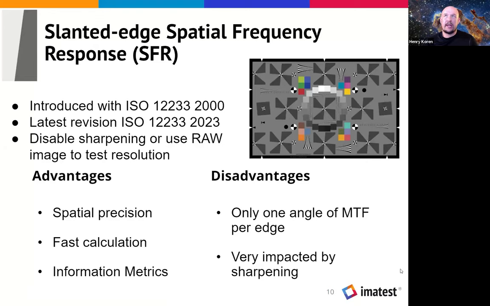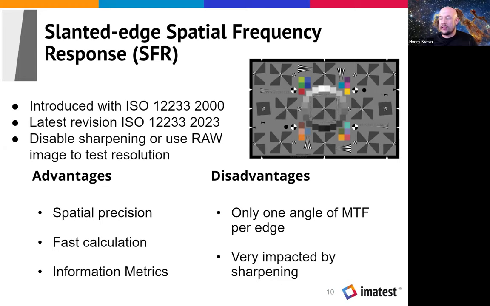So the slanted edge is our most commonly used resolution measurement feature. This was introduced in the 2000 ISO 12233 standard and has recently been revised to have more angles of edges available so that you can test sagittal and tangential MTF in the corners of your image.